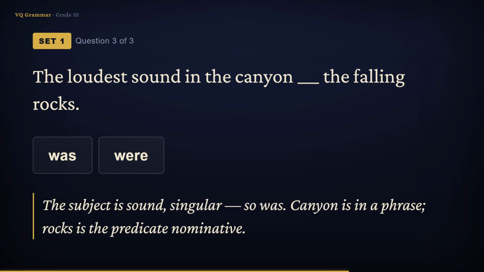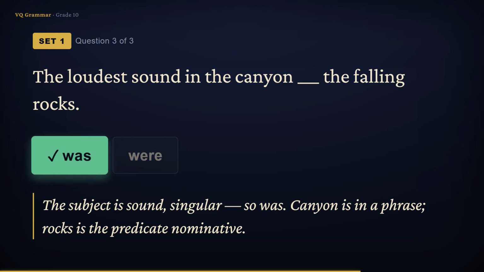The loudest sound in the canyon, blank, the falling rocks. Careful, 2 nouns are tugging at you here. In the canyon is just a prepositional phrase, and rocks comes after the verb. Strip both away and the subject is sound, which is singular, so the answer is was.